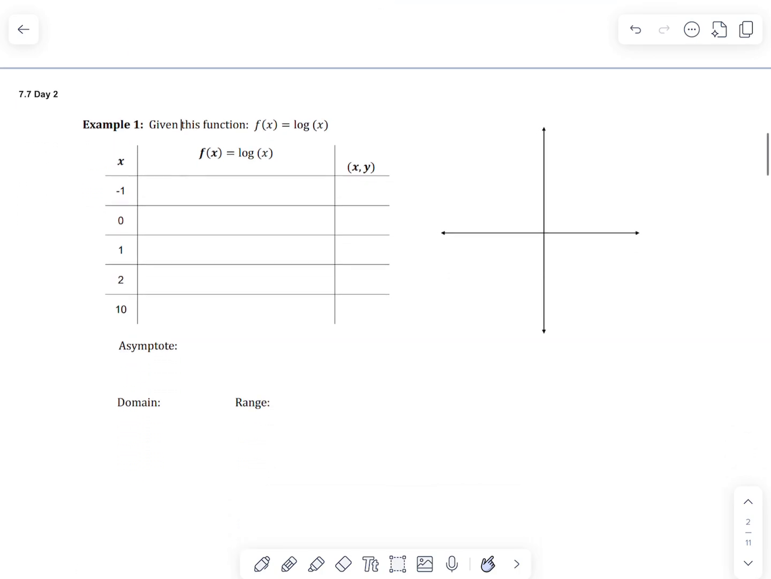So here's an example where we want you to graph the parent function of our logarithm. So notice that the parent function is a common log. Its base is 10.